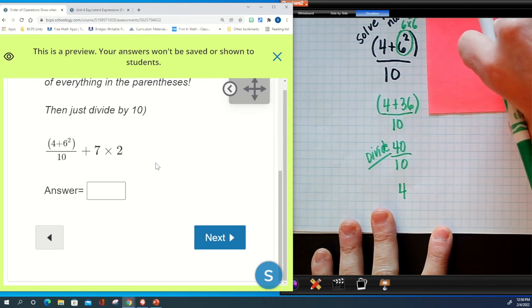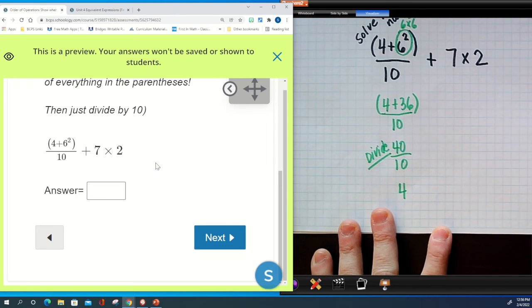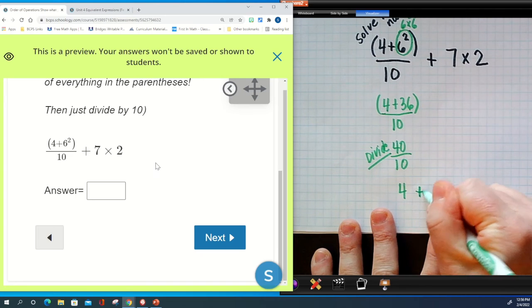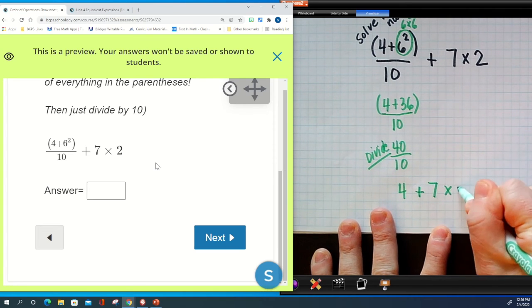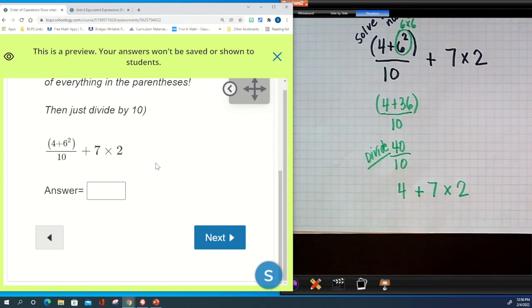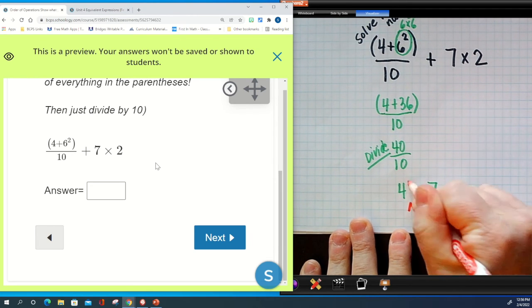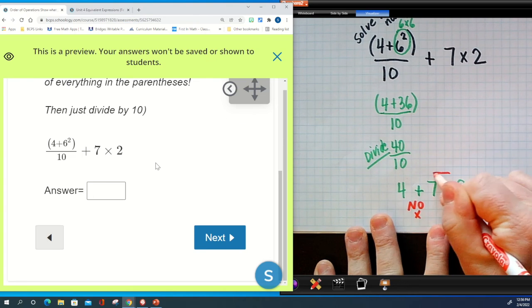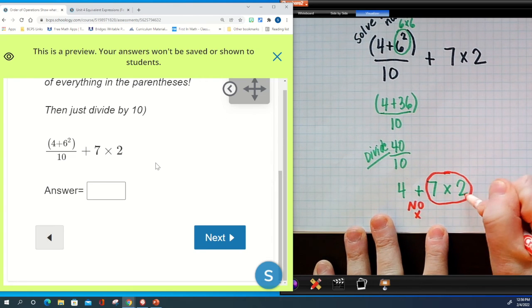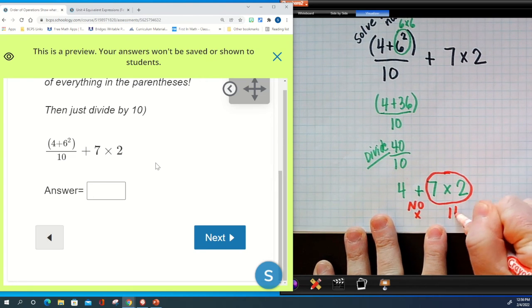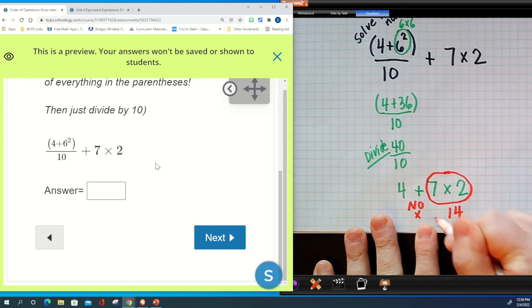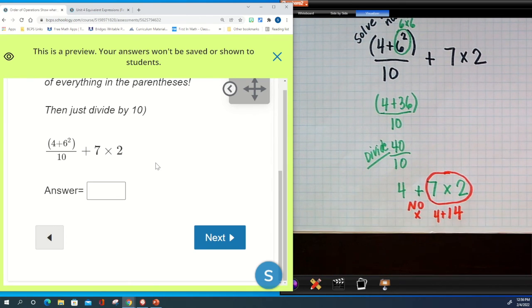Now I can uncover my Post-it. Remember what's under my Post-it? Plus 7 times 2. 4 plus 7 times 2. Now we're down to the very, very last step. There's nothing else here but an addition and a times. Remember, multiplication comes first. We know we do not want to do this, okay? We want to do this first. 7 times 2 is 14. Then we can add 4 plus 14, which is 18.